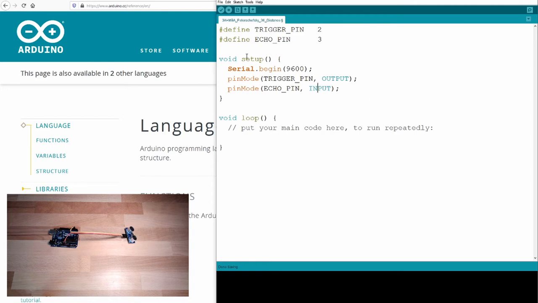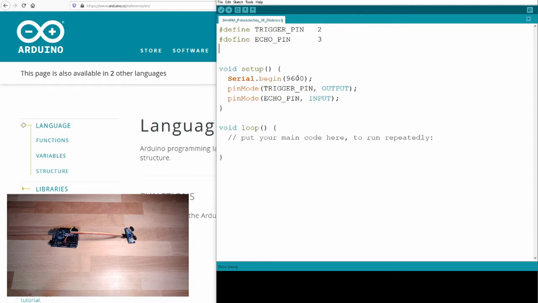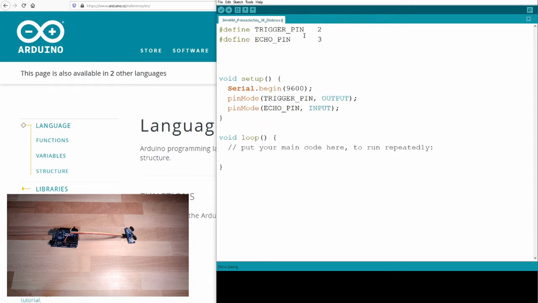Okay, then to get the duration, I will again write a proper function. Unsigned long. This is my return type. I want to get the duration in milliseconds. Okay, get duration.